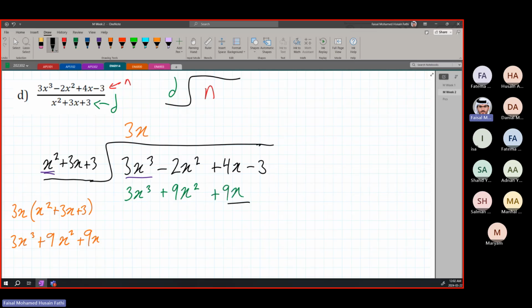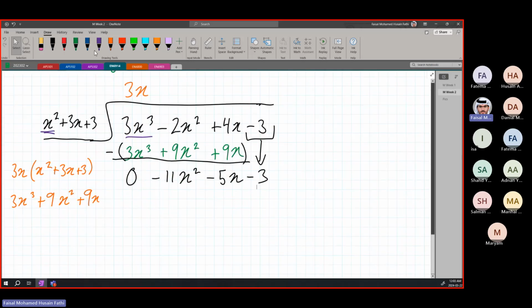Again, we solve the exact same way. Subtract all of these. This has to be 0, the first one. 3x cubed minus 3x cubed. Okay, it's 0. Minus 2x squared minus 9x squared becomes minus 11x squared. 4x minus 9x is minus 5x. The minus 3, we just bring it down. So minus 3. We'll do the exact same thing again.